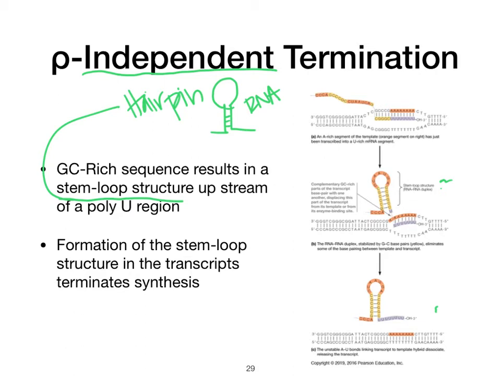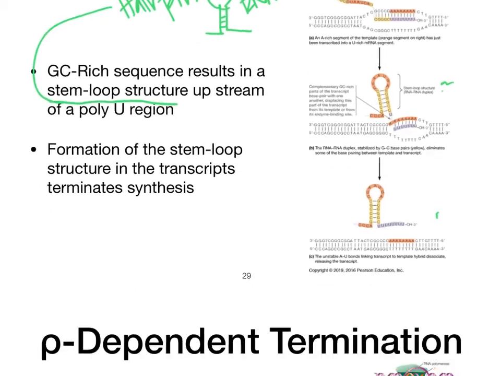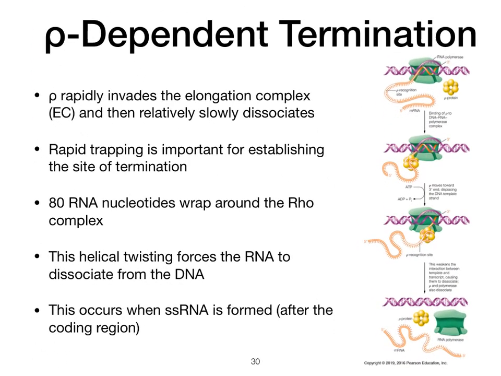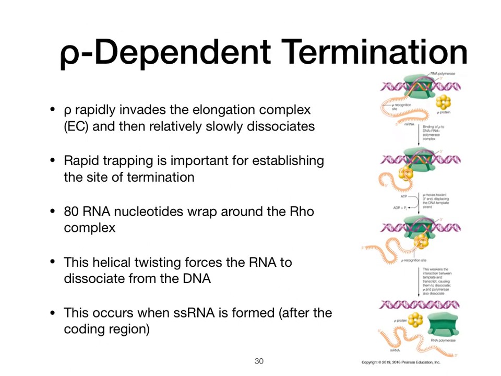And so what we see in rho independent is that a hairpin forms. Eventually, the holoenzyme complex dissociates. And once it dissociates, it terminates in such a way that the mRNA fragment separates from the DNA. So rho dependent termination is, in my opinion, slightly more interesting. Now, rho rapidly invades the elongation complex and then slowly dissociates.